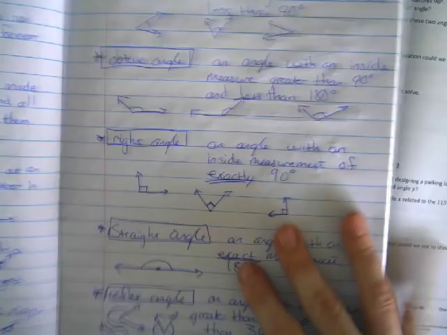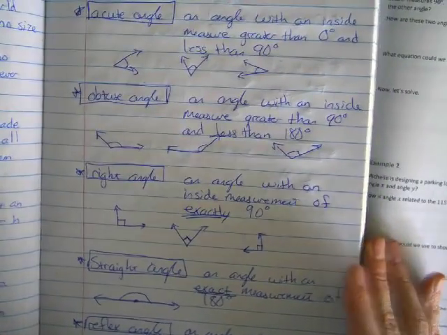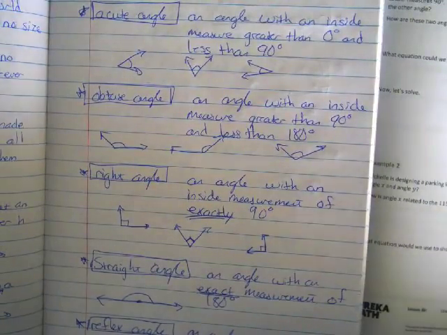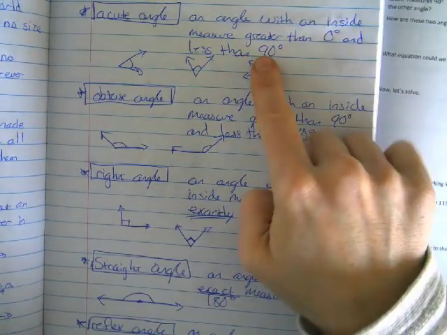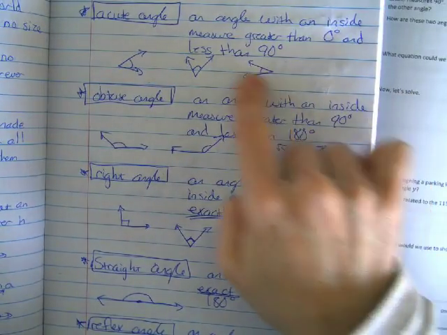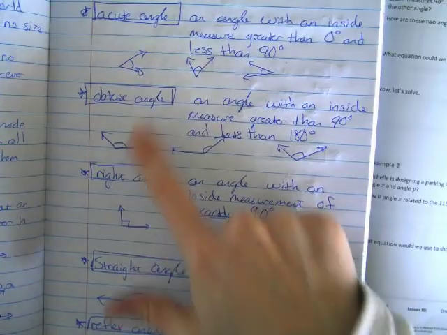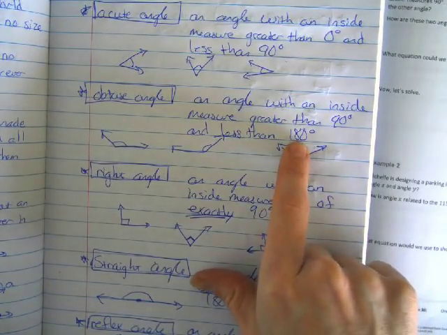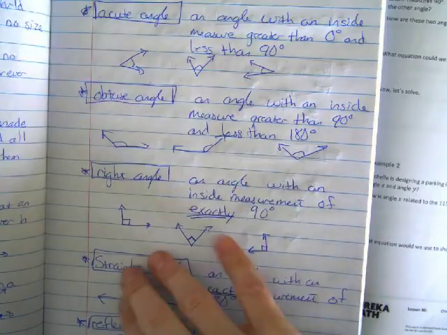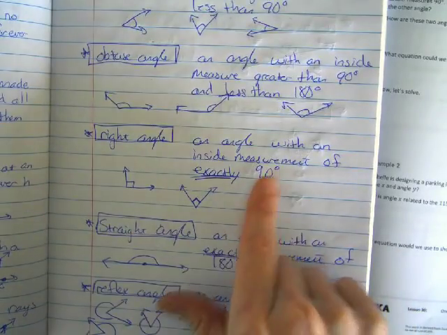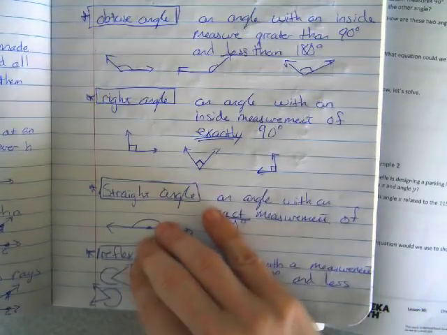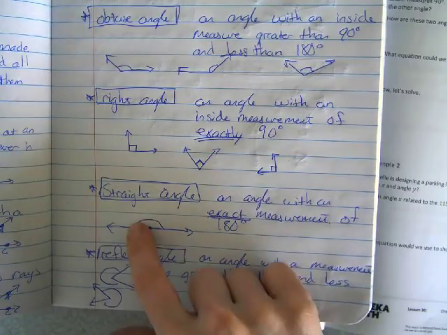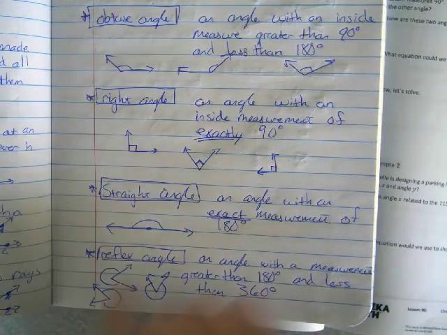Then you have an acute angle. An acute angle is an angle with an inside measure greater than 0 and less than 90 degrees. So between 0 and 90, the angles would be the smaller ones. An obtuse angle is anywhere between 90 and 180 degrees, so it's the larger one. A right angle is exactly 90 degrees. It's a perfect corner. A straight angle would be a line, and that's 180 degrees.